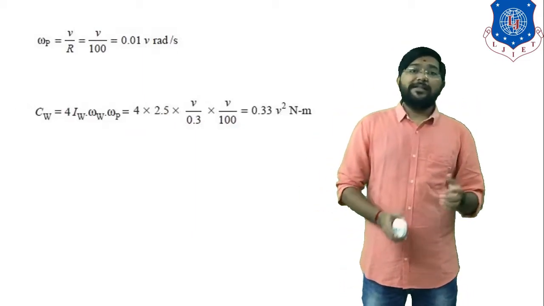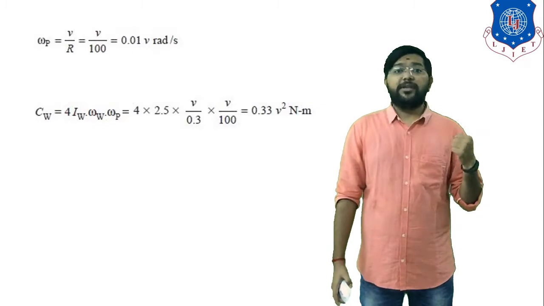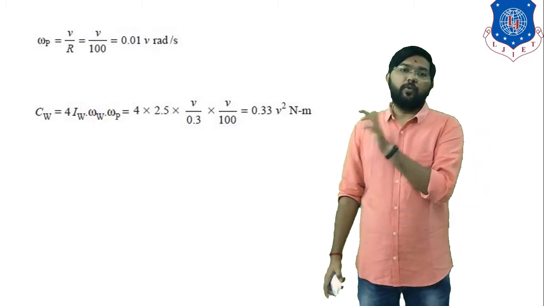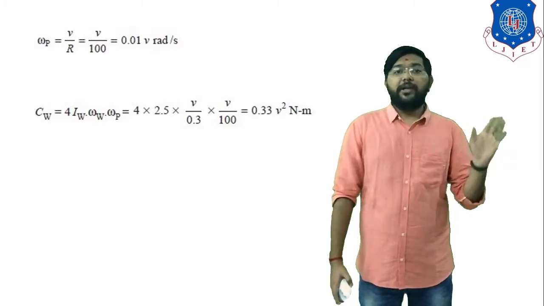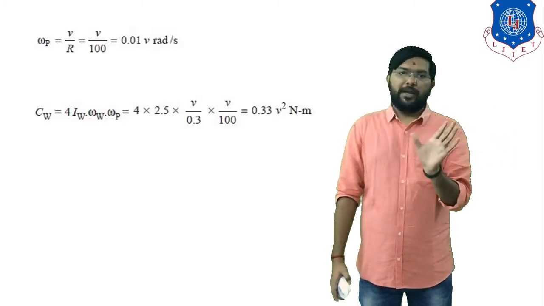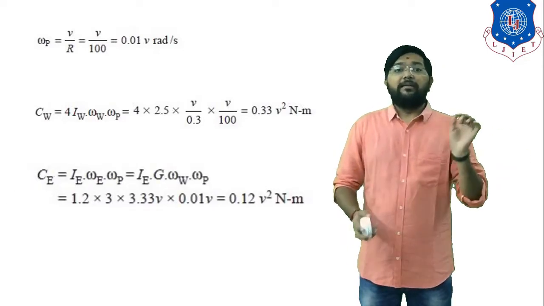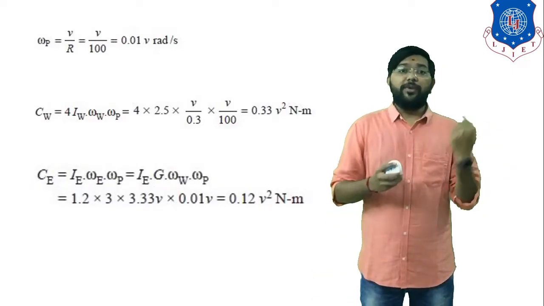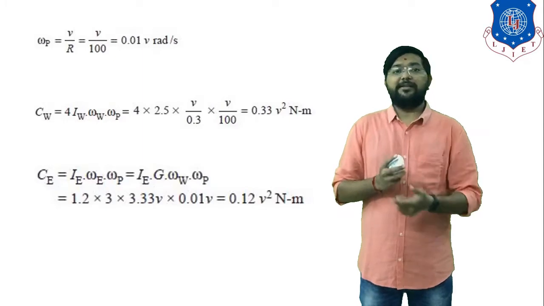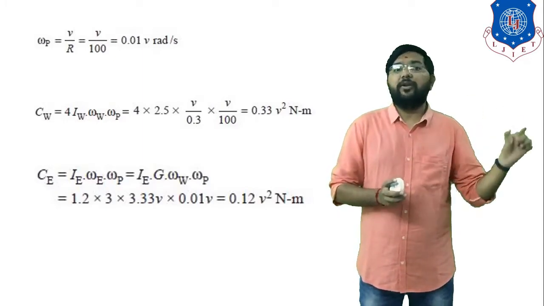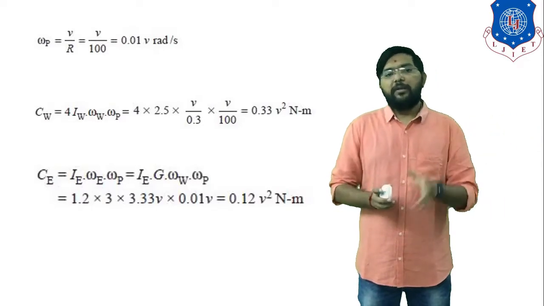Now you all know the equation for the reactive gyroscopic couple, that is 4 times IW omega W omega P. Now you have the values of IW, omega W and omega P. Put all these values over here. Based on that, you can find the value of CW in V square form. Clear? So that is 0.33 V square Newton into meter. You all know the unit of couple is Newton into meter.